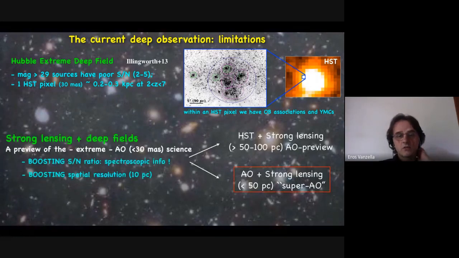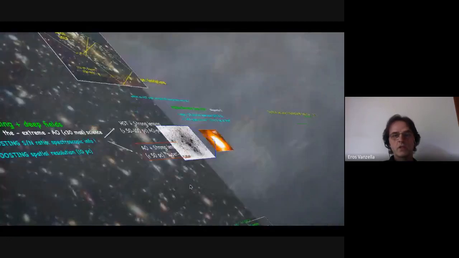With strong lensing, we can gain in signal-to-noise and also spatial resolution. And when we couple strong lensing plus HST, we can do a nice job going down to 50 to 100 parsec scales. When we combine strong lensing and super AO facilities like ELT or MAVIS, then we can go down to a few parsec scale, even at high redshift.